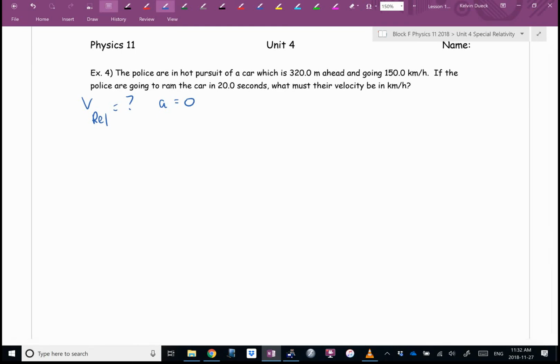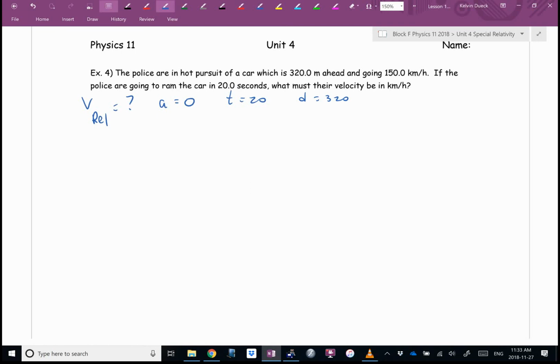What's that 20? James, my friend. What's that 320? What's that 150? Ignore it. Because if they're asking me to find a velocity, there's two objects moving, I'm going to find a relative velocity or a relative speed, and then I'll come back to that.